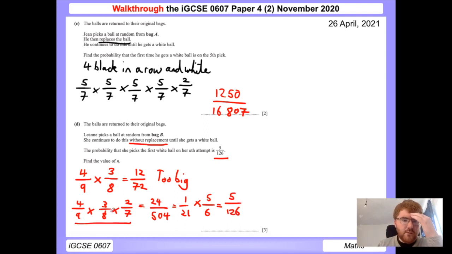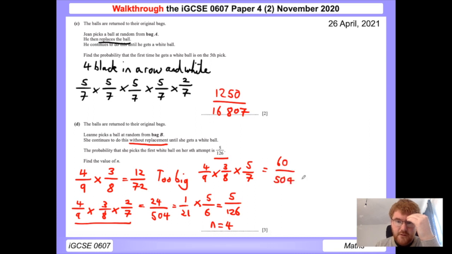So the way this works is it'll be 3 black balls, then there's 1 white ball. So it'll be the 4th attempt, so n is equal to 4, where this actually occurs. Now you could check this after 2, so you could do 4 over 9 times 3 over 8 times then 5 over 7, because there are 5 white balls and 7 balls in total. If you work this out, you get 60 over 504, and we can pretty straightforwardly see this is not the same as 5 over 126. So it can't be n is equal to 3.